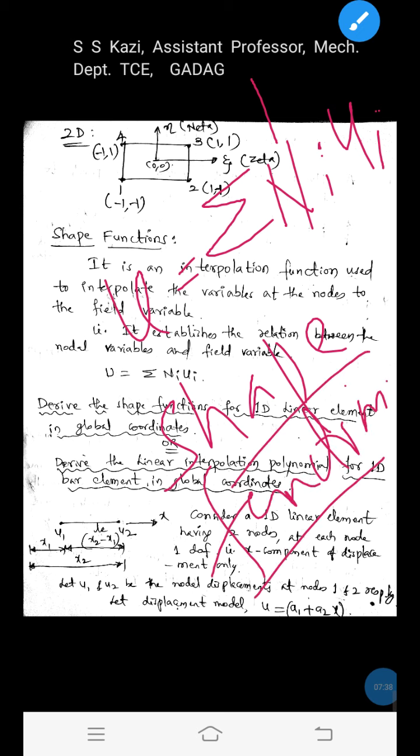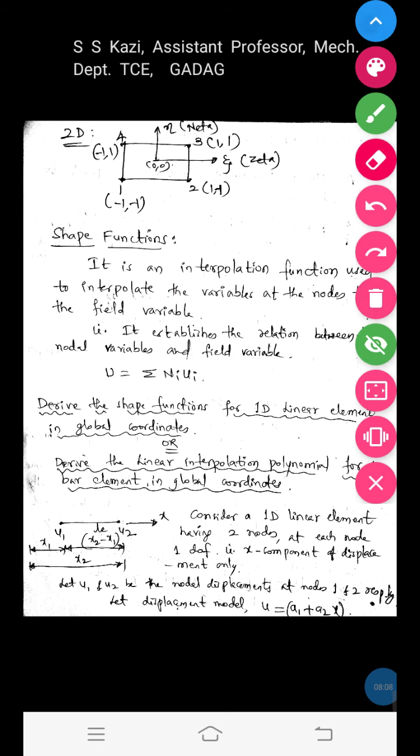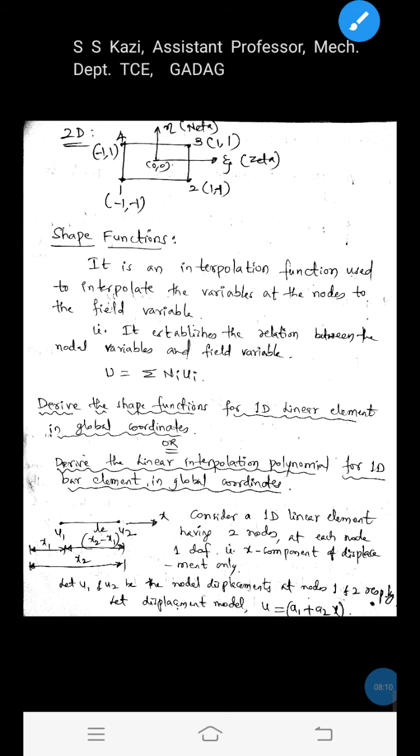Now from these shape functions we can deduce the relationship between the field variable and the variables at the nodes. The field variable is unknown to us, and ui are the variables at the nodes. For example, if it is a two noded element, then u1 and u2. We can develop the relation between u1 and u2 and the field variable, that is the unknown displacement value at any point on the element.